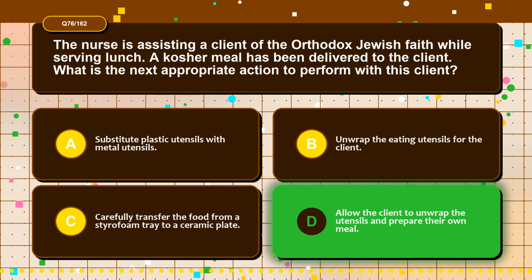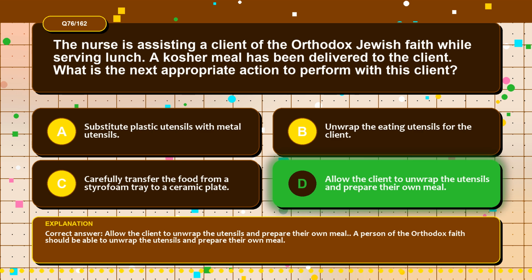The correct answer is option D. Allow the client to unwrap the utensils and prepare their own meal. A person of the Orthodox faith should be able to unwrap the utensils and prepare their own meal.